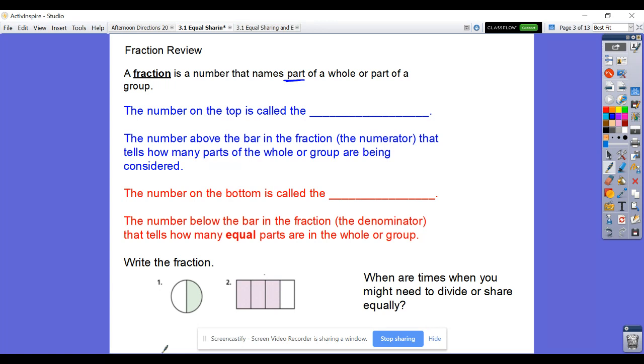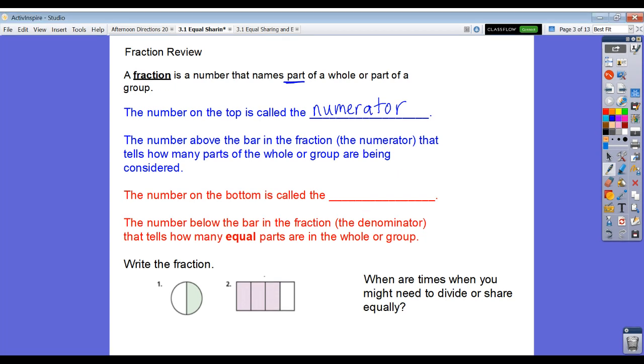And the number on the top of the fraction is called, you can say it with me if you know it, numerator. Make sure you write that down into your notes. And this number above the bar in the fraction, the numerator, tells how many parts of the whole group are being considered.